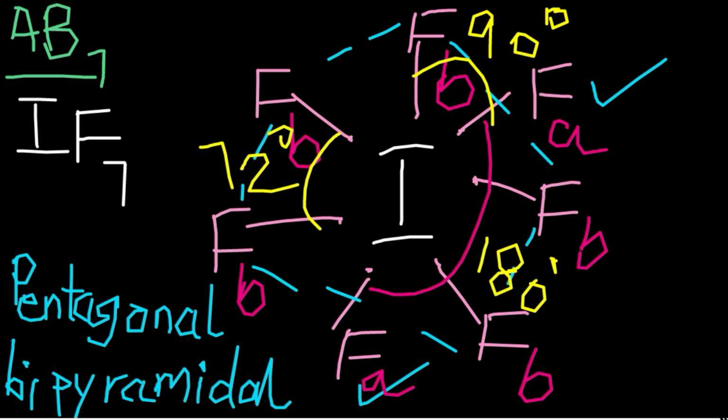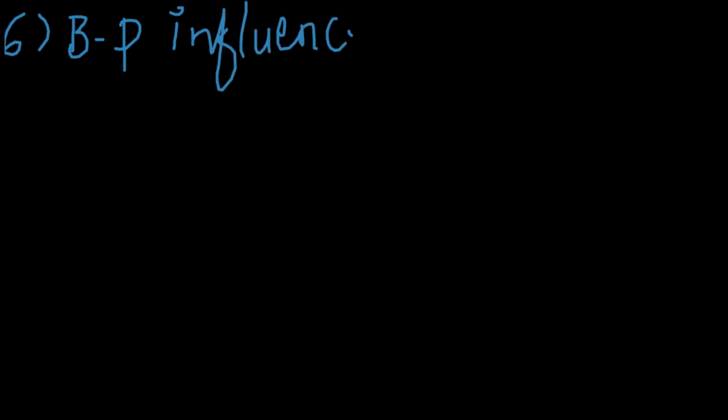The geometry and bond angle of all of the molecules were based upon the 5 postulates that we discussed earlier during the lecture. I told you earlier that there are 2 postulates that we will discuss at the end of this lecture. These 2 postulates are: bond pair influence decreases when electronegativity increases. Now what is this?